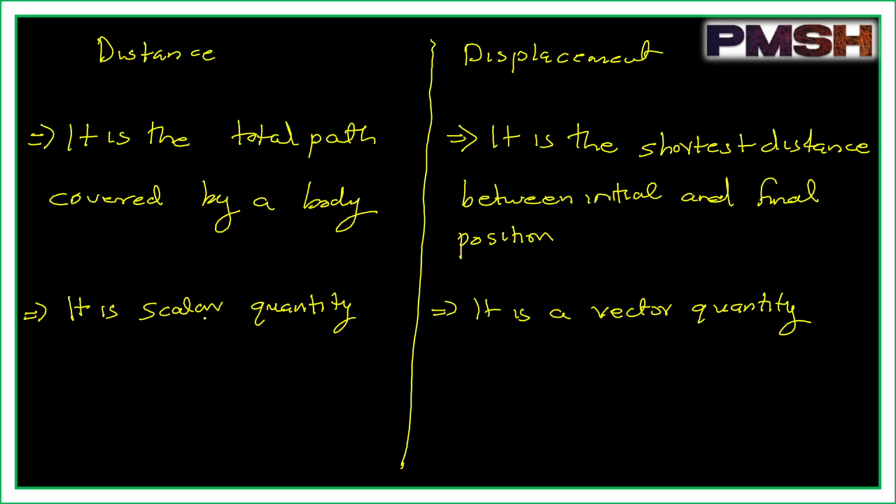Clear? Then the distance can be 0, right? 0 means the body does not change the position. It is just at rest, right? So distance can be 0, or it can be a positive value.